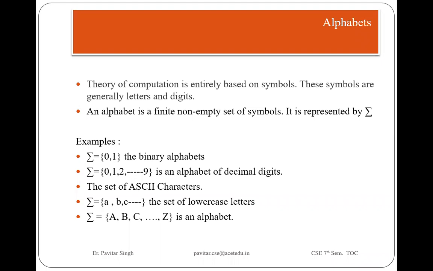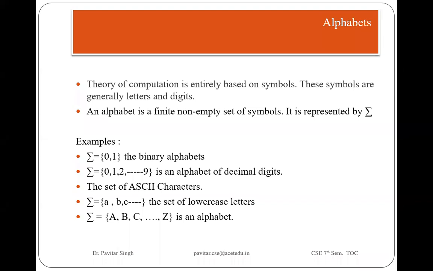Then small a, b, c, the set of lowercase letters, is again listed under the category of alphabets. Then we have sigma equals capital A, capital B, and so on up to capital Z, again the set of uppercase letters. So these are examples of an alphabet.